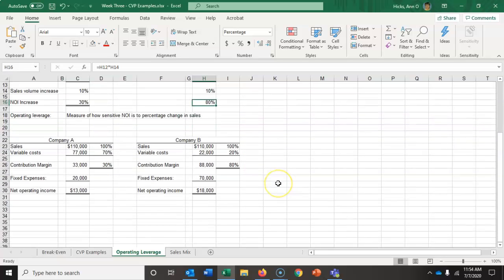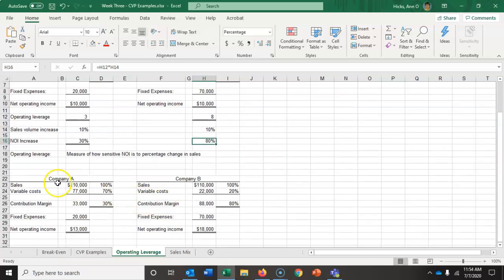Now, if we go down here, all I did here was I just put some numbers to prove the point. So if sales go up 10%, they're going to be 110,000. Variable costs will go up for company A, leaving them with an NOI of $13,000, an increase of 30%. By the same token, company B, sales go up to 110,000, variable costs increase by only 2,000, and our net operating income goes up the 80%.